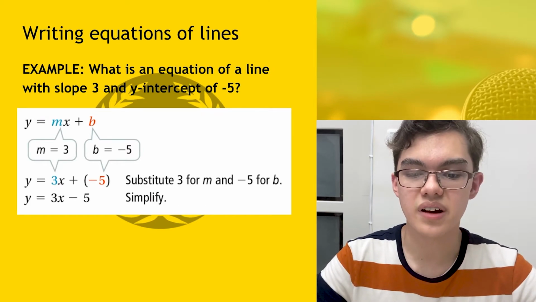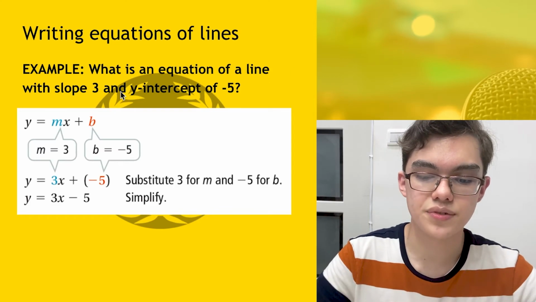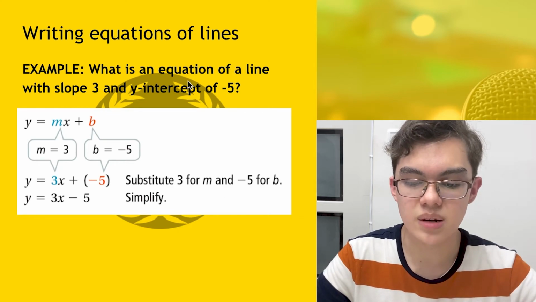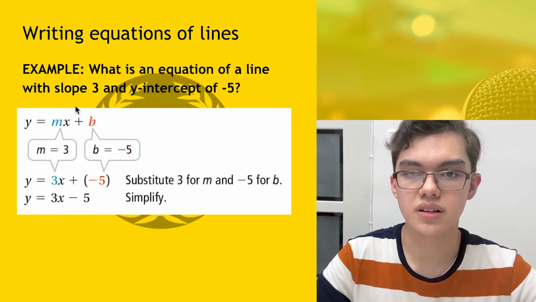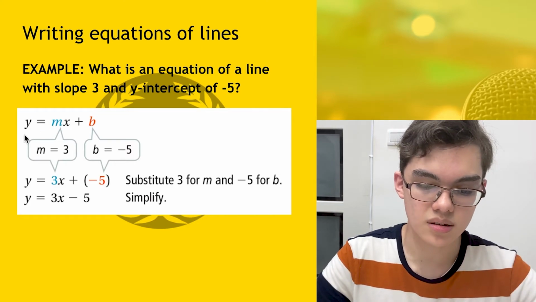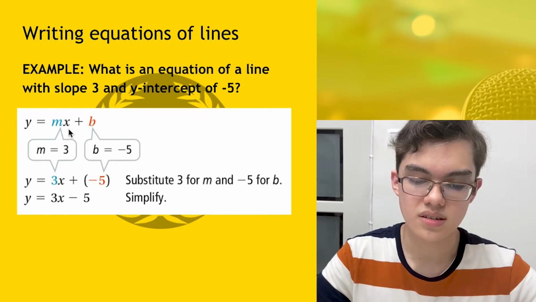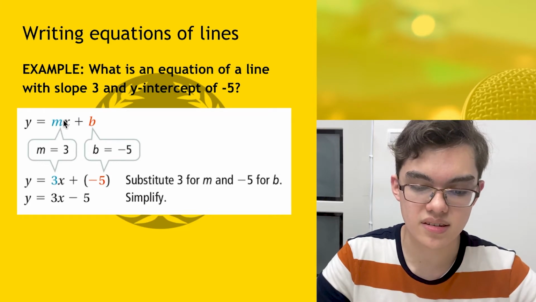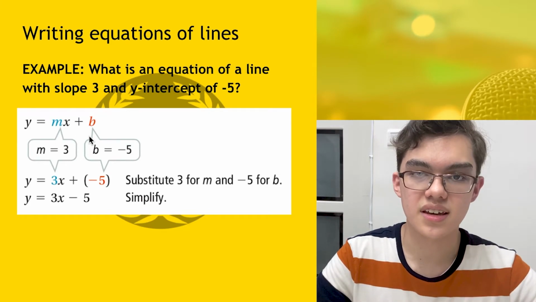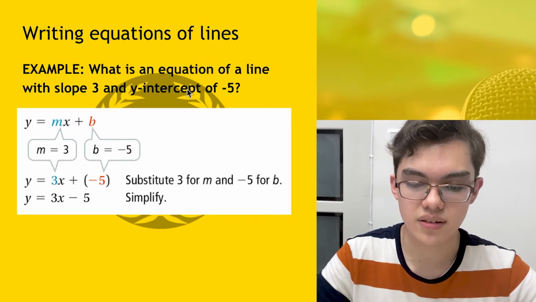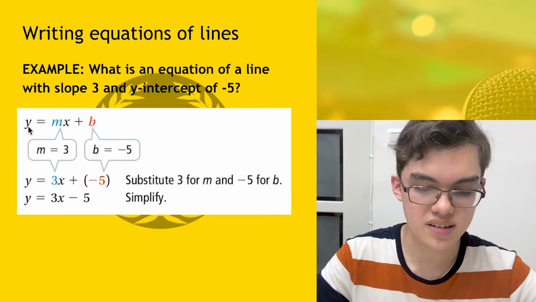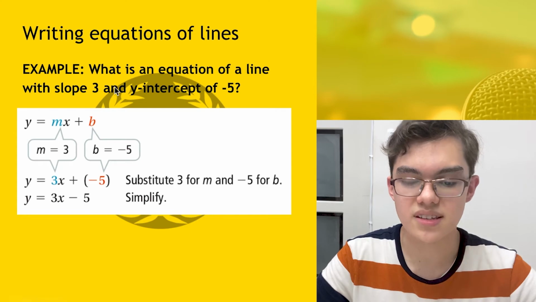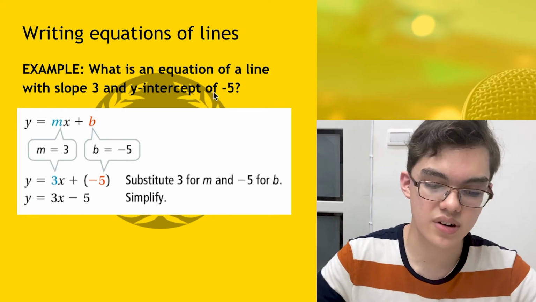Okay, now we're going to talk about writing equations using a description of a line. So for example here, what is an equation of a line with slope 3 and y-intercept of negative 5? Well, we're clearly supposed to use the slope-intercept form, so that's going to be y equals mx plus b. So m would be our slope, and we can replace m with 3 because we know the slope is 3. So 3x plus b. B is our y-intercept, so b is going to be negative 5 because it says so right here. So we just replace m with 3 and b with negative 5, and we get y equals 3x plus 5. That's going to be our equation for this line that we just described.